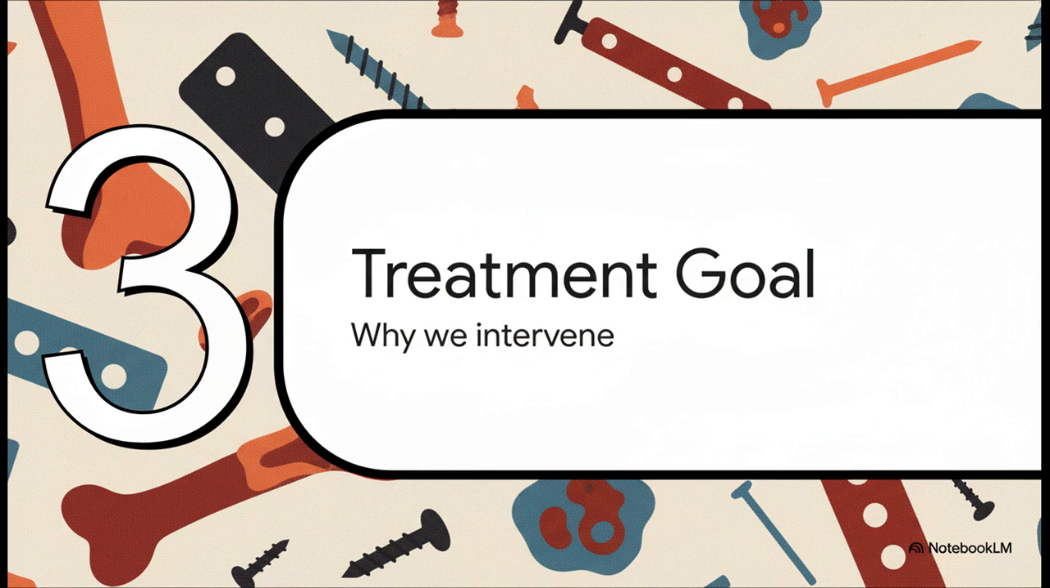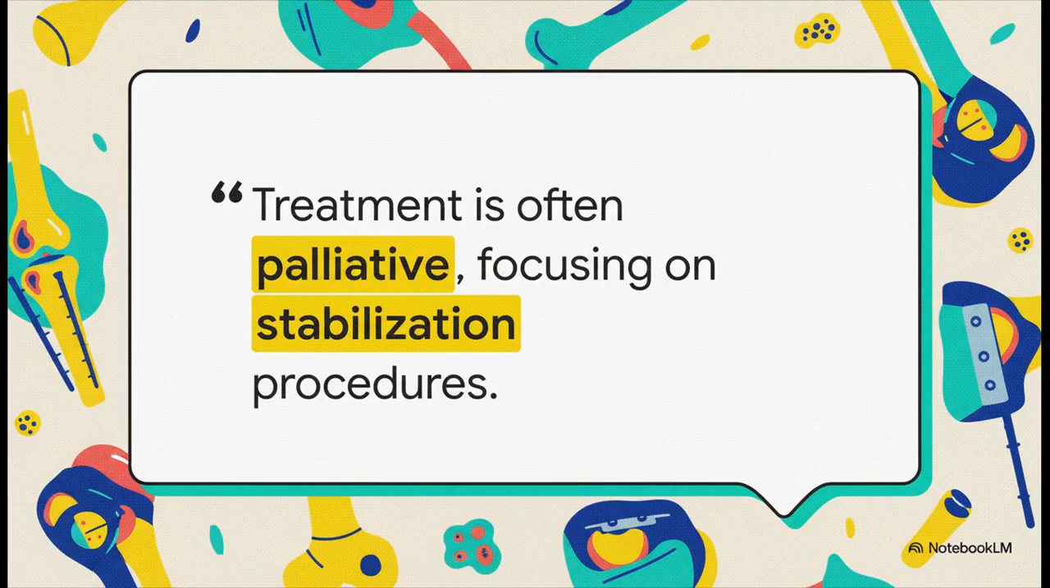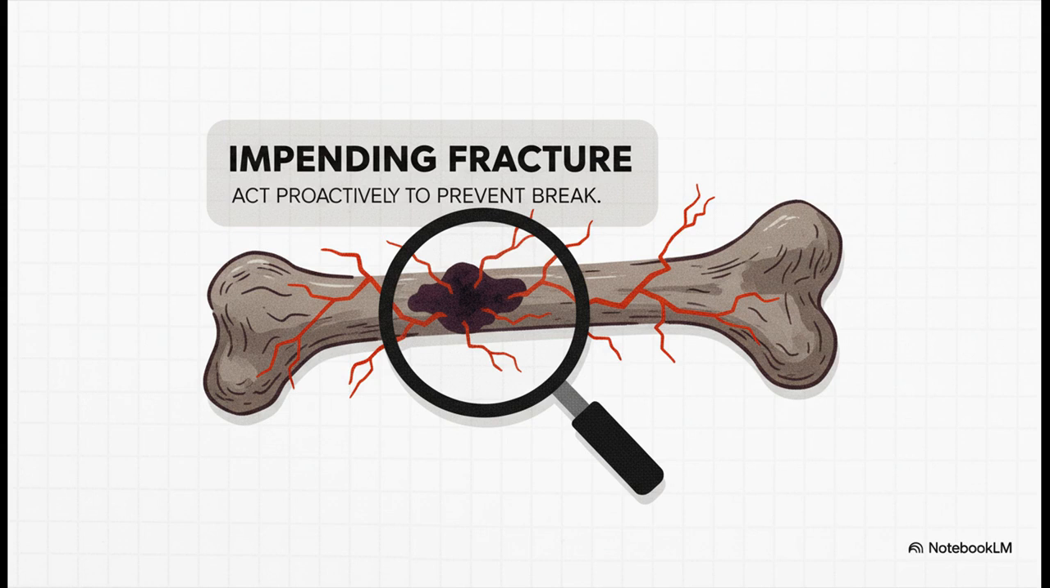What is our goal when we decide to intervene? This is a paramount concept. By the time a carcinoma has metastasized to the bone, the systemic disease is already advanced. So our primary goal as orthopedic surgeons is not to cure the cancer, but to improve the patient's quality of life. And the most direct way we can do that is by preventing the catastrophic failure of their skeleton. In other words, our job is to anticipate and prevent the break.